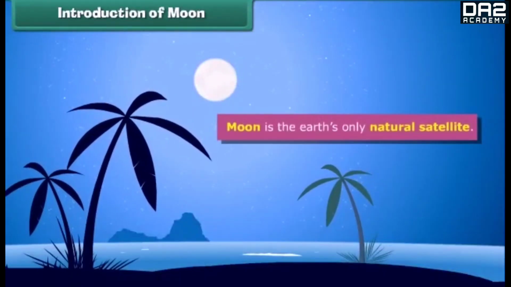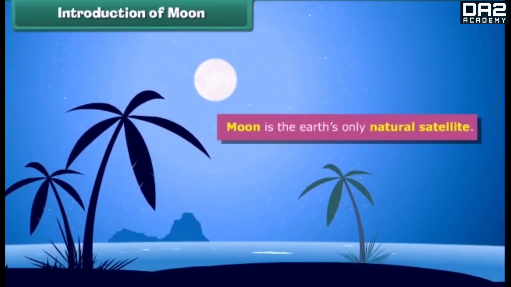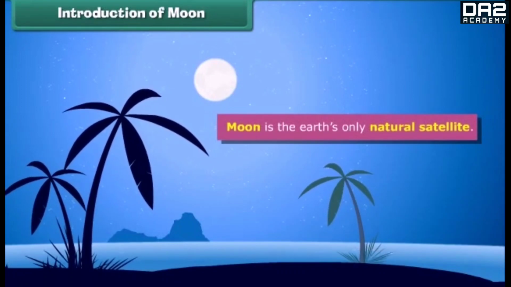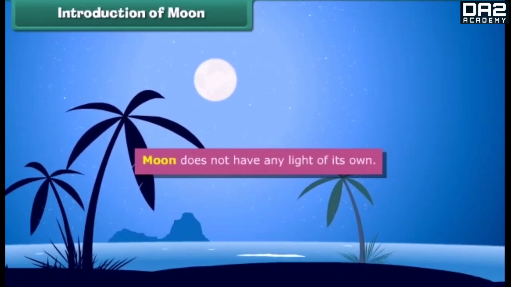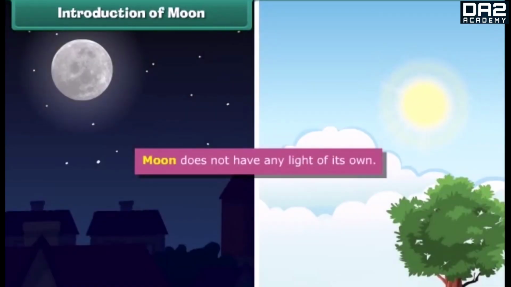Moon is the Earth's only natural satellite. It is the second brightest object in the sky after the sun. But moon does not have any light of its own. The light you see is actually from the sun reflecting off the surface of the moon. So, if the sun wasn't there, we would not be able to see the moon.